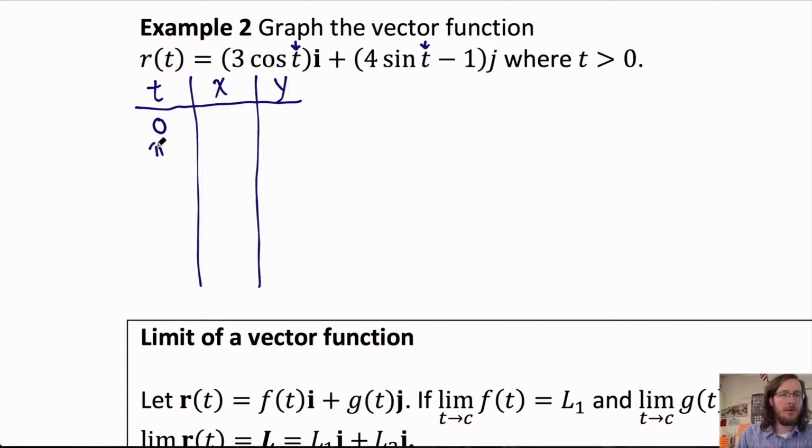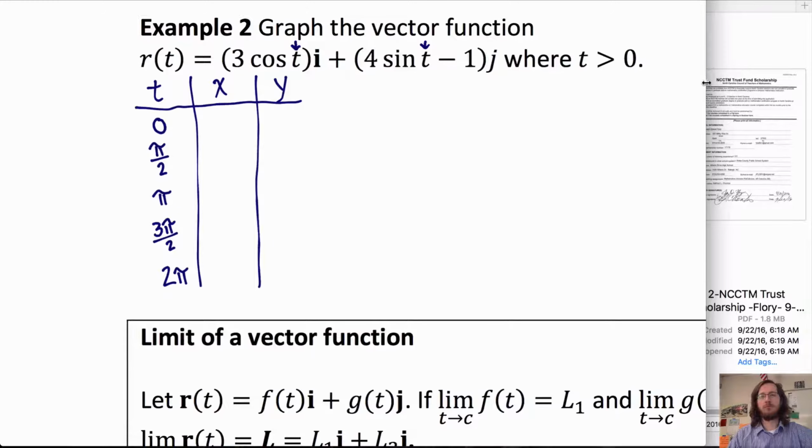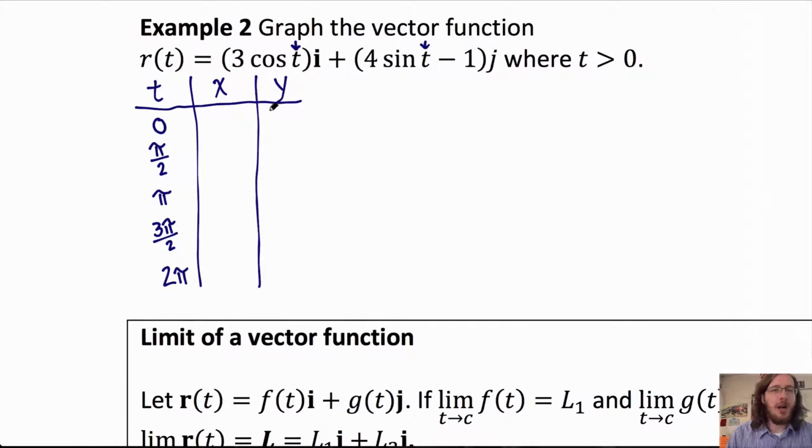Let's go by pi over 2s. I think if we do a full revolution, that'll be enough, from 0 to 2 pi. So we've got our time components. Now let's plug those in and find our horizontal and vertical components.